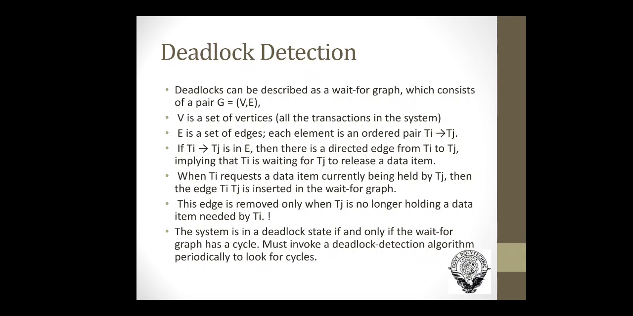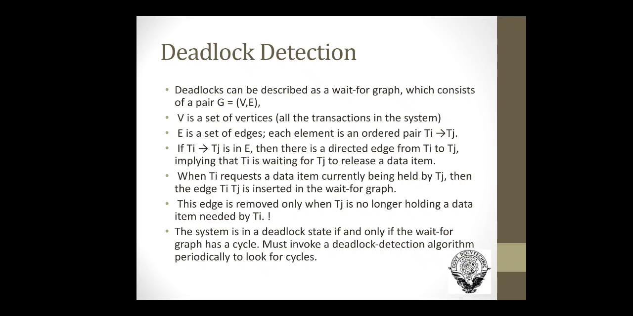In that case, we are going to insert an edge in the graph from transaction Ti to Tj. This edge is removed only when Tj is no longer holding a data item needed by Ti. This particular edge is going to be removed only if Ti gets a lock on a data item which is held by transaction Tj. The system is in a deadlock state if and only if the wait-for graph has a cycle.